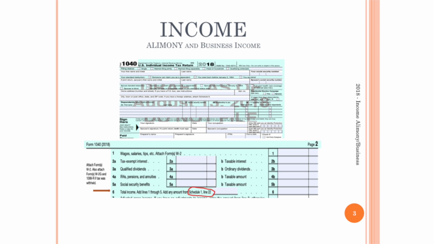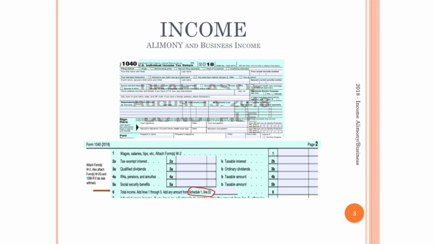So let's continue with the tax return income items. I've already addressed wages, interest, dividends, retirement income, and Social Security in the previous segment. So that takes care of lines 1 through 5. Today I'll be talking about line item number 6, total income. You will notice from the slide I have circled Schedule 1, line 22.